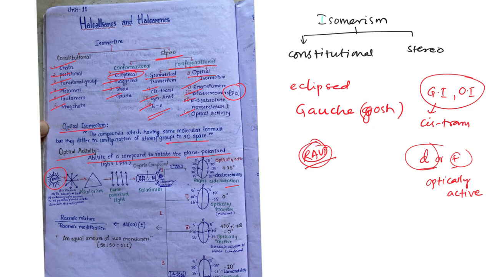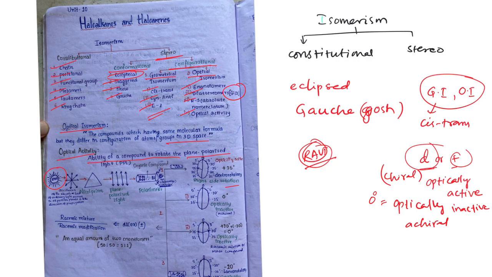Next one, if light does not rotate toward the left or right direction, then the optical rotation is considered 0 degrees, optically inactive. That is called achiral. So keep in mind, where optical rotation is 0 degrees, that is called optically inactive and achiral; which is optically active, that is called chiral.